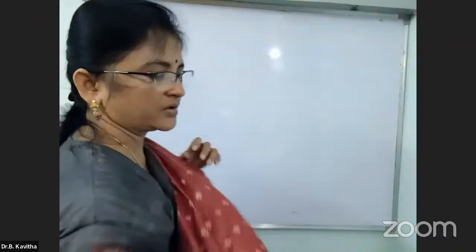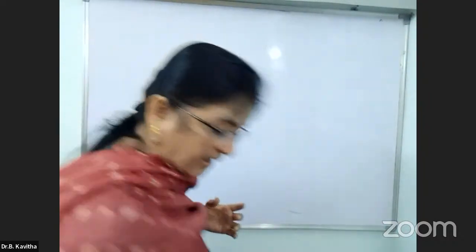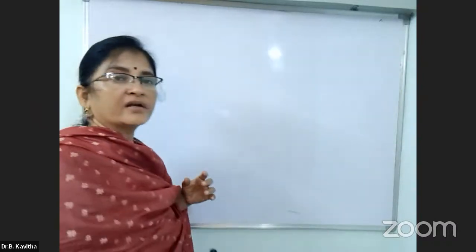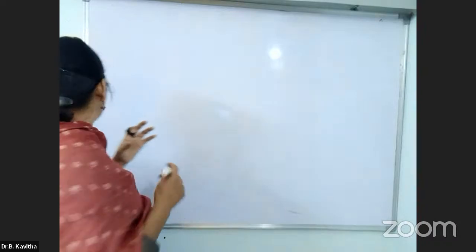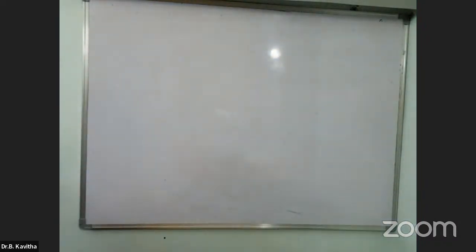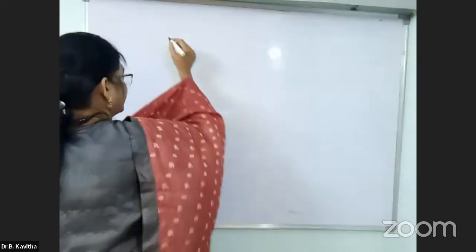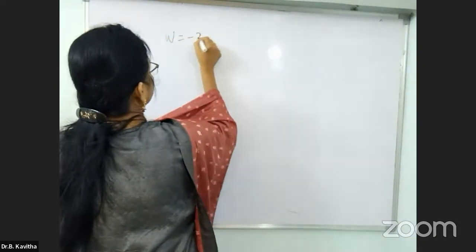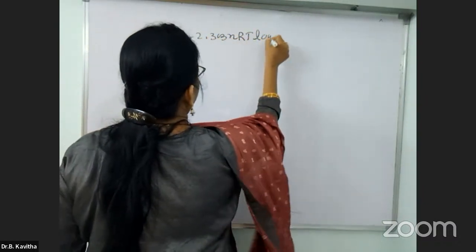Okay? So this is an isothermal process, and a reversible one. Expanded. But which equation do you have to use? Random equations. One is in volume. W is equal to minus 2.303 nRT log.